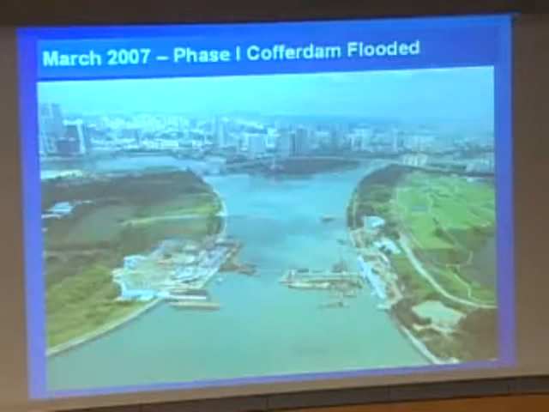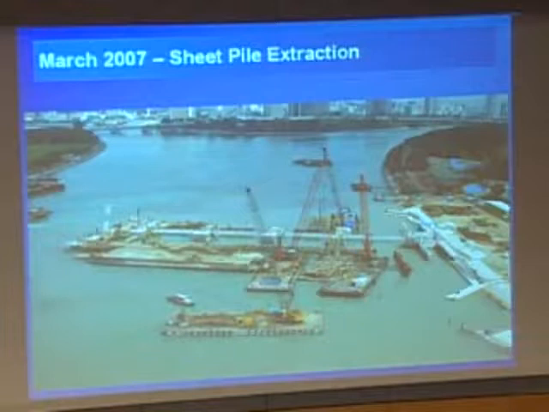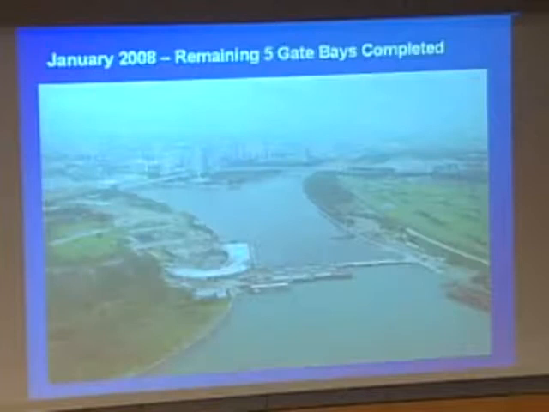March, about a year ago, the first phase was complete. We're beginning to pull out the cofferdam because we needed to get that out so we could build the other half of the channel. This is what it looks like. All marine work is difficult because everything has to be unloaded onto barges and moved around. But here, the gates are fully in place at this time. By last October, the second half of the channel is complete.